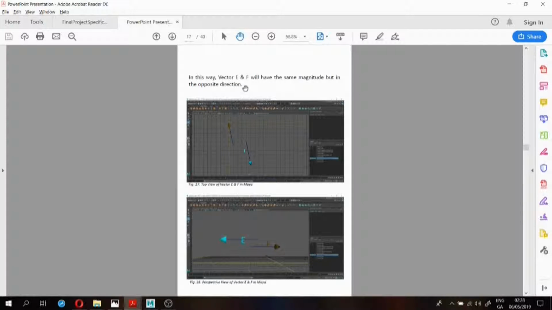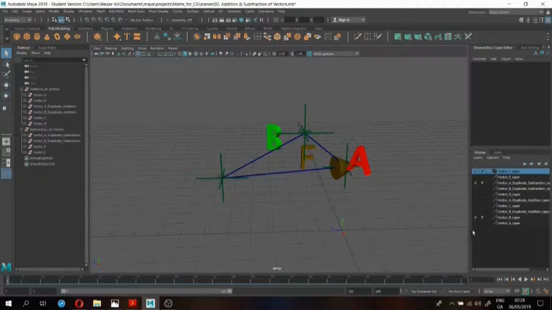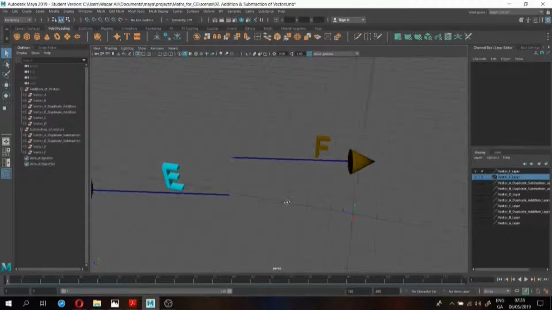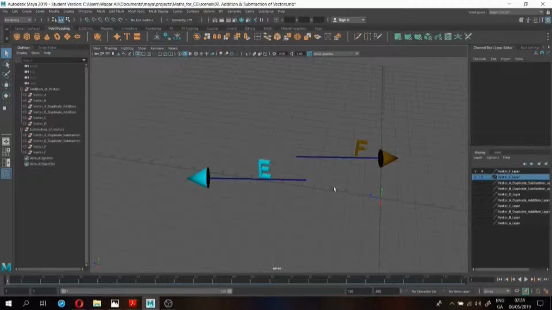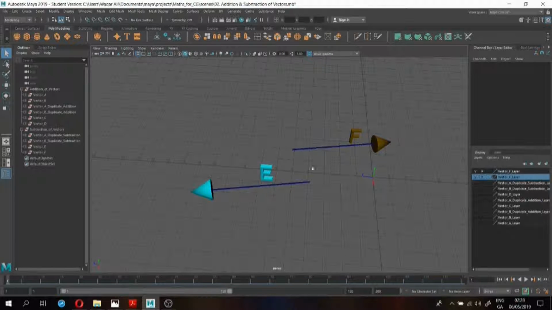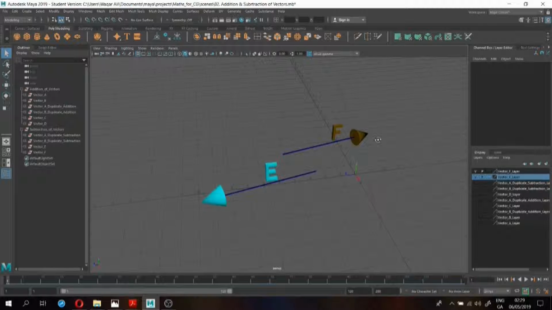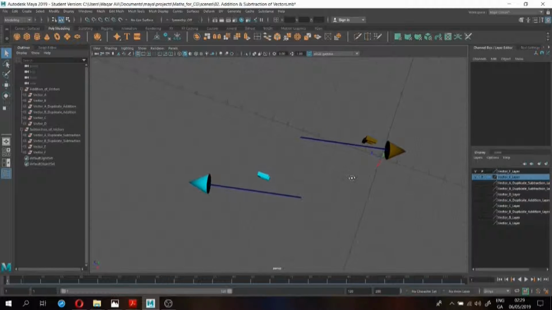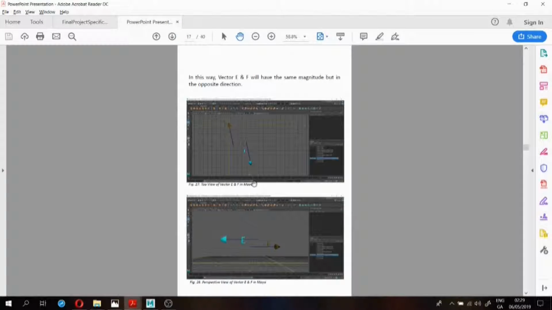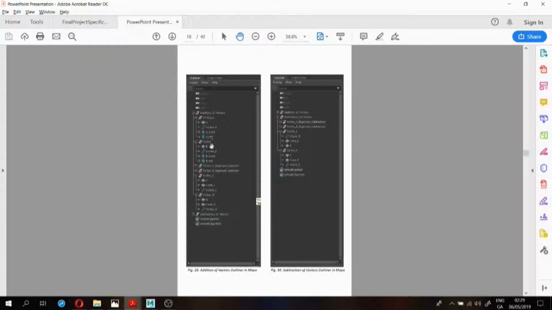In this way, vector E and F will have the same magnitude but in the opposite direction. So we can switch off all the layers and open up E and F. Now you can see clearly that vector E and vector F have the same magnitude but they're going in opposite directions. So I created the multiple layers for addition and subtraction.